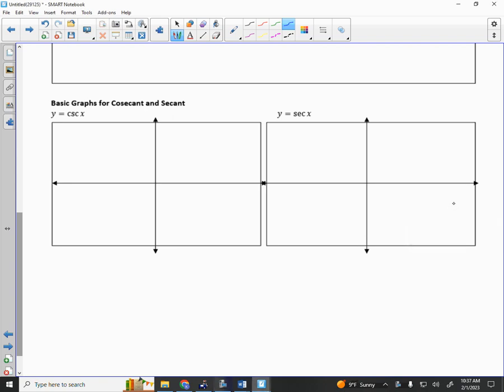What up? Here we go. We're going to skip some of the notes and get to the nitty-gritty. You ready? Today we're going to graph cosecant and secant.